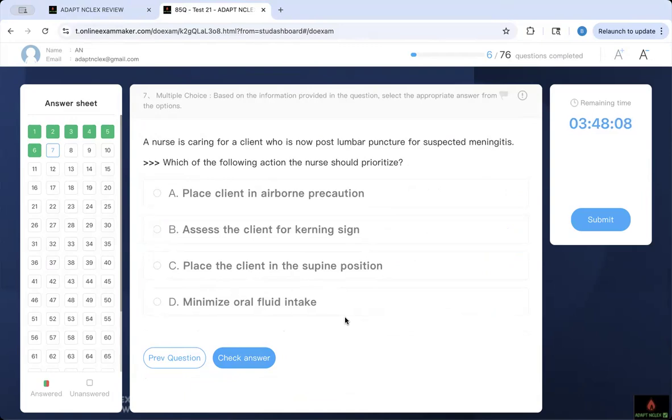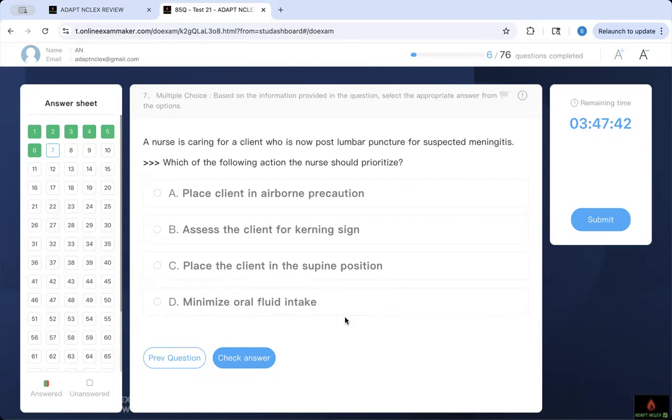Therefore, think about it. Reread the question in your mind. Patient had lumbar puncture. We already did the procedure. We already know the patient has meningitis. Okay, the question is asking you, what do you do after lumbar puncture? Place client in the airborne precaution. Assess the client for Kernig sign. Place the client in the supine position. Minimize oral fluid intake.